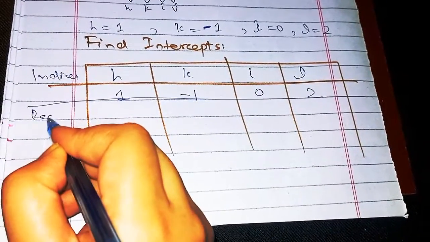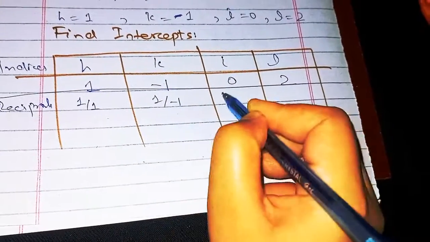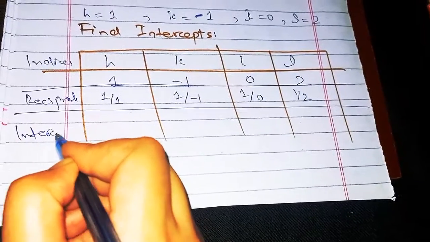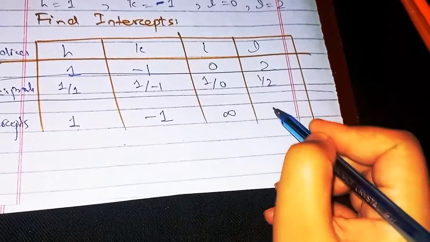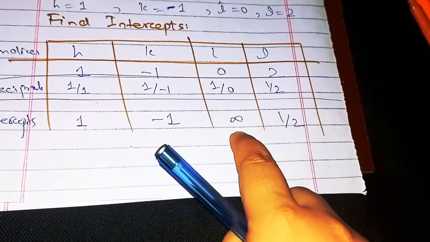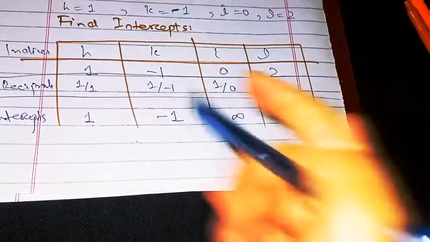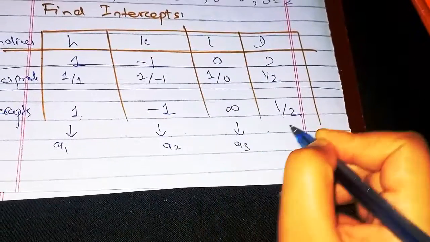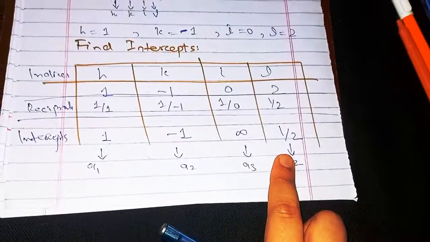Taking reciprocals. So 1 by 1, 1 by -1, 1 by 0, 1 by 2. This way we'll get intercepts. It's 1, it's -1, 1 by 0 is infinity, and this is 1 by 2. We can see here that the A3 intercept is infinity, so we have to consider the A3 intercept in the drawing process. Okay, so this is the A1 intercept, A2 intercept, A3 intercept, and this is the Z intercept. And we'll consider all of these intercepts in order to draw the plane in HCP.